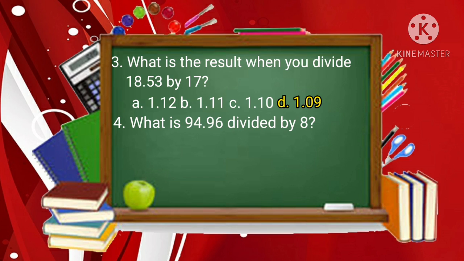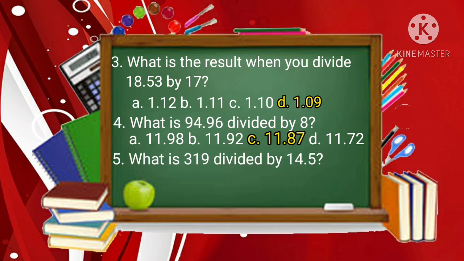Question number 4. What is 94 and 96 hundredths divided by 8? A. 11 and 98 hundredths. B. 11 and 92 hundredths. C. 11 and 87 hundredths. Or letter D. 11 and 72 hundredths. Yes, the correct answer is letter C, 11 and 87 hundredths.